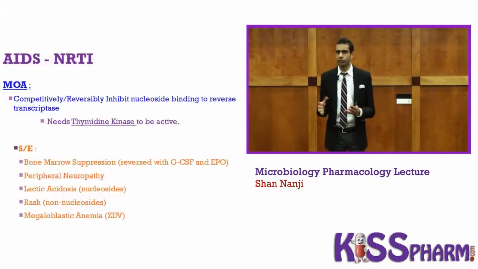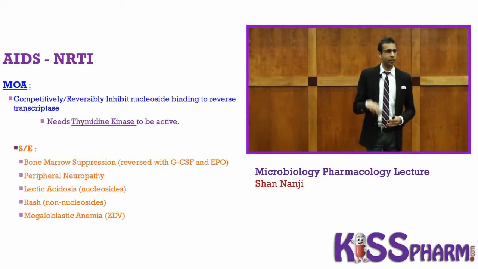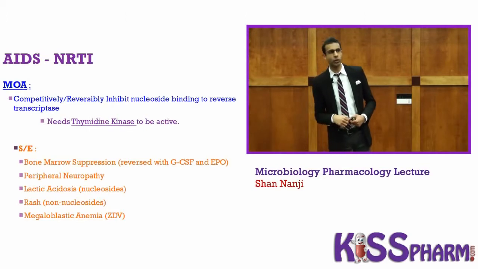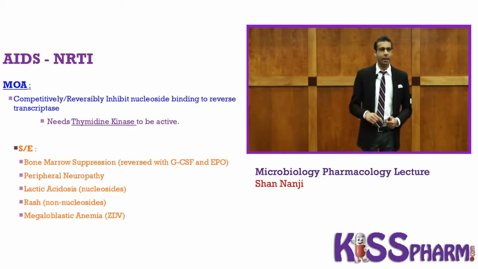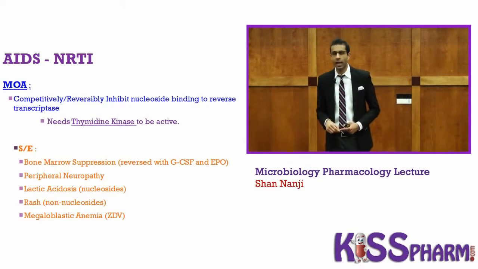So for AIDS treatment, we give 3 drugs. How many drugs? 3. 2 of those drugs must be NRTIs. How many NRTIs? 2. But how many drugs total? 3. So we can give 2 NRTIs and 1 other drug.